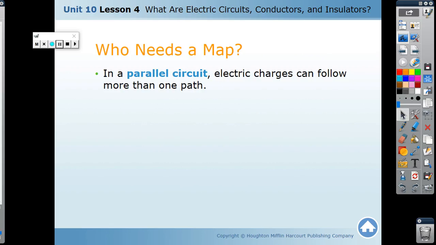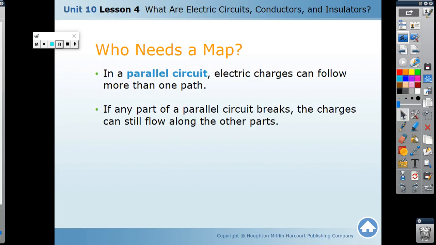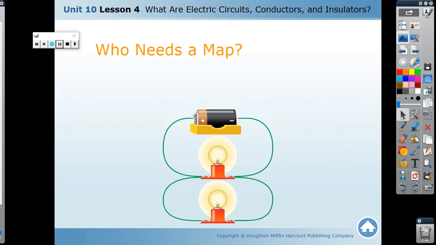In a parallel circuit, electric charges can flow along more than one path. If any part of a parallel circuit breaks, the charges can still flow along the other parts.